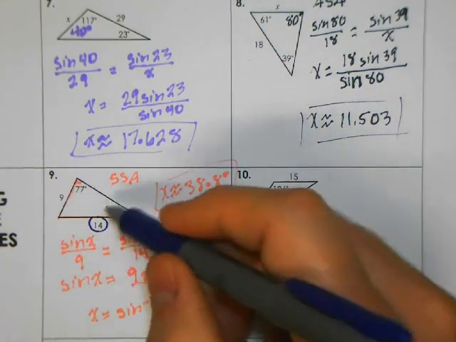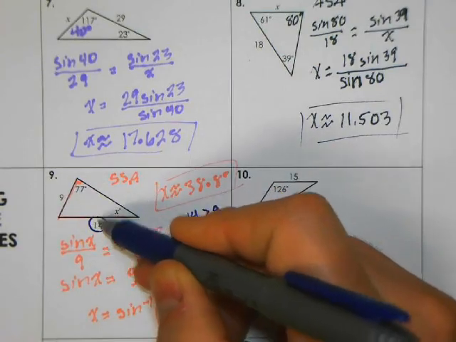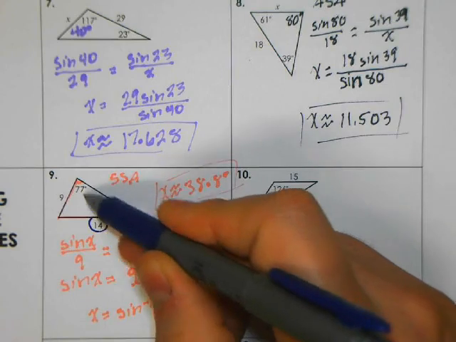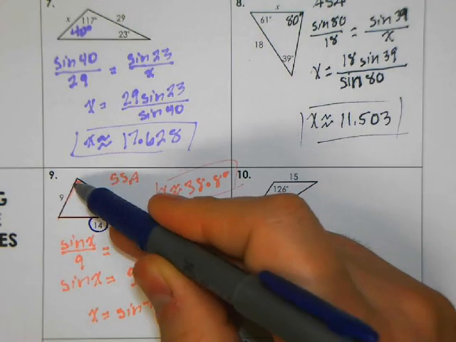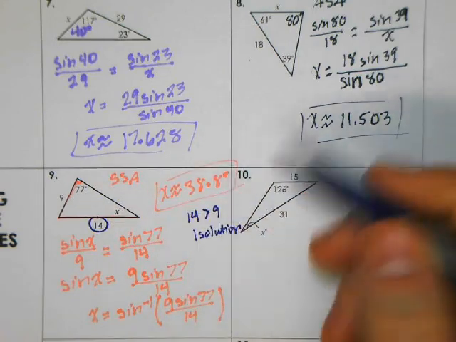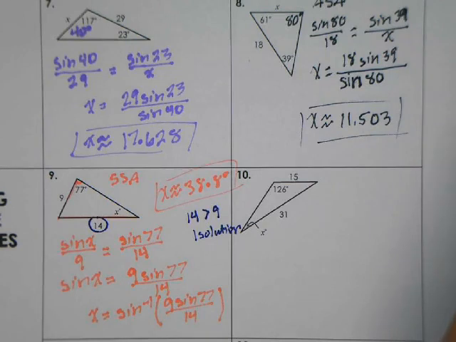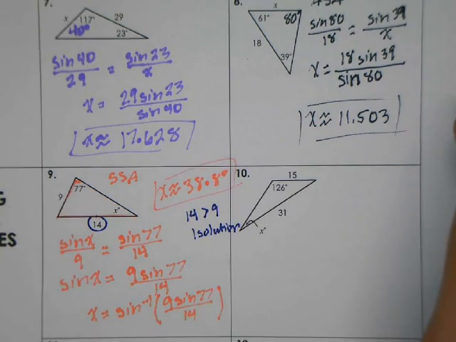If it had been the other way around, if this 9 and the 14 had been swapped, where the side opposite of the angle that they gave me was smaller than the side opposite of the angle that I was looking for, then that's a clue to let me know that I would have two solutions as opposed to one solution for that particular triangle.